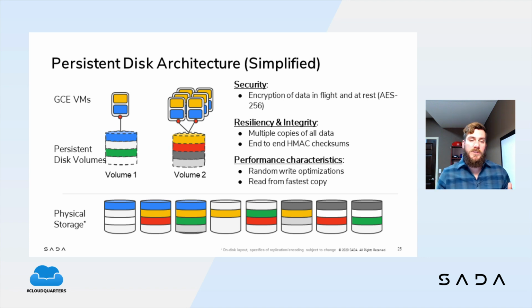So even though we're just attaching a single persistent disk volume to a VM in this example, you can see that this is actually striped across several disks in the back end. So we take care of all the resiliency and data integrity for you. The performance characteristics: random write operations, highly available, and they're read from the fastest copy. So whatever data we get back first, we'll use to present it to your VMs.